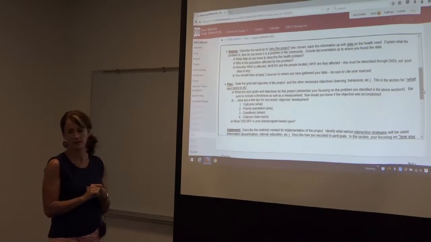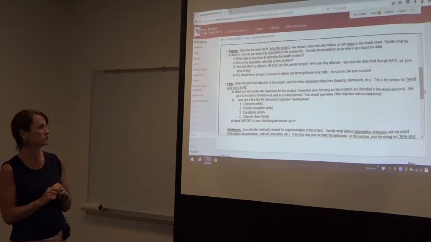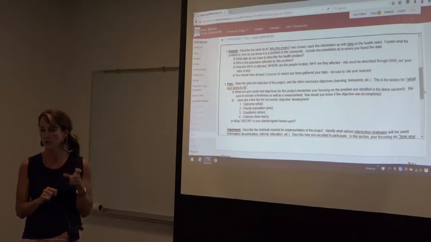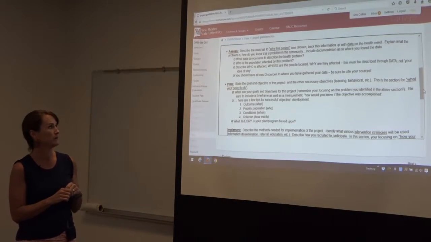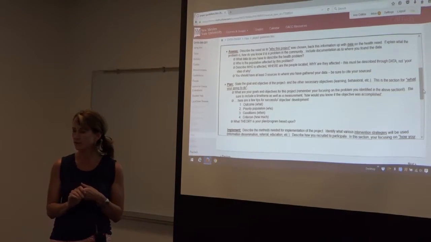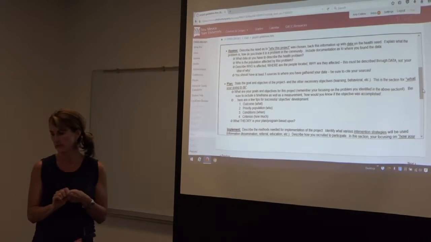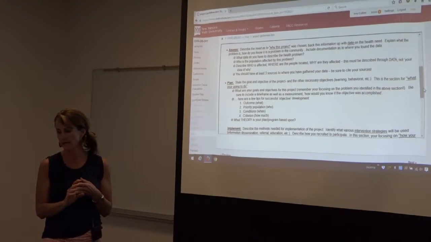But this is APA format. It has to be APA format. And you have multiple sources, and it's going to be written in the research way. So what are you doing here? So first what you're doing is you're describing why this project was chosen. And so I'm going to tell you right now that it's not chosen because you think it's a good idea or you feel like it's a good idea or you believe it's a good idea. Although those things are really nice to know, you're choosing it based on data and facts.